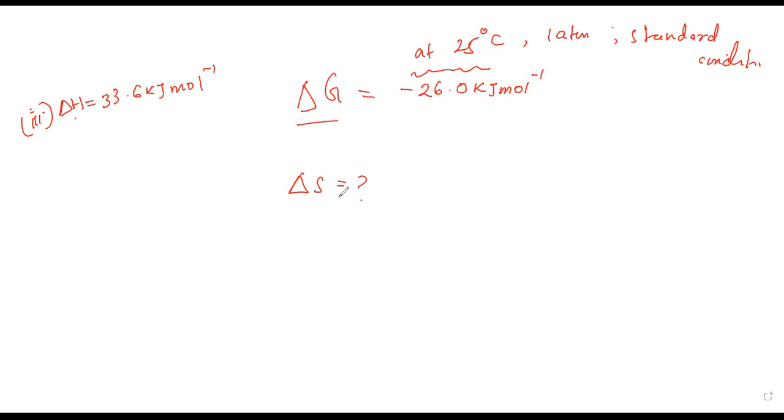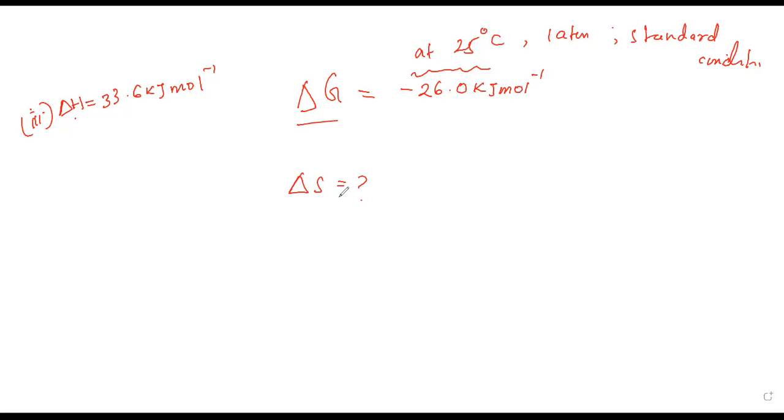Can we use product minus reactant? Here we haven't been given the individual delta S values for the product and the reactant. So whatever equation you are going to use, you have to think about the availability of the data. Here you have the temperature, pressure, delta H and the delta G. What should be the equation? Anyone?